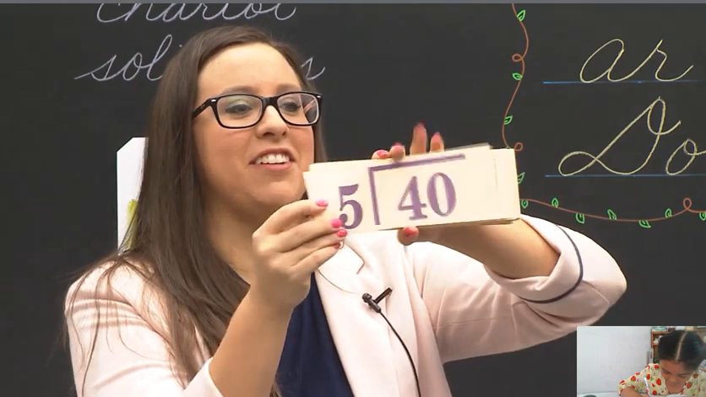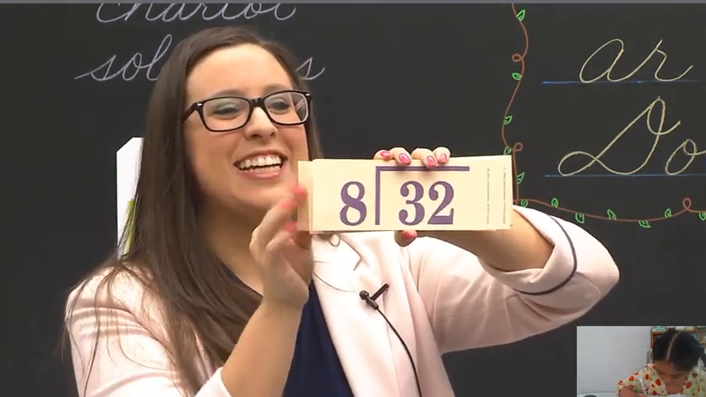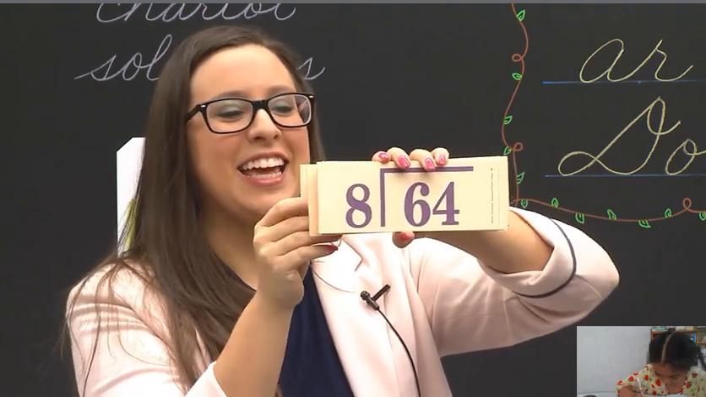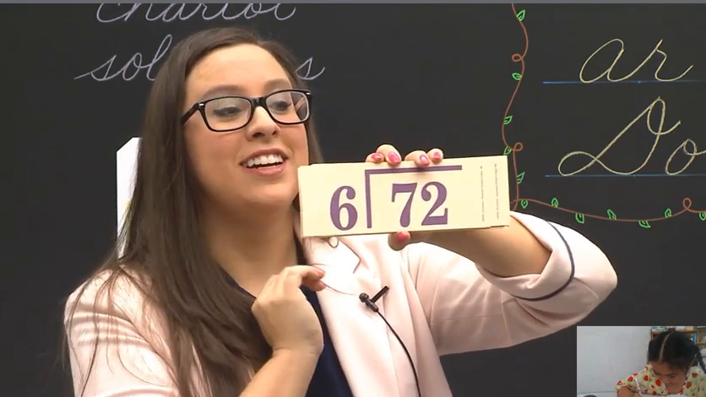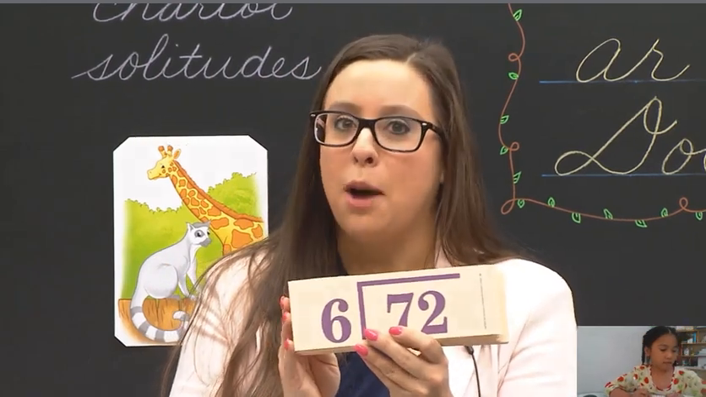Row 5, continue. 8. 8, good. 6. 4. 12. 12, good. 8. 2. 9. 12. 12, way to think. Now let's do a couple by ourselves.